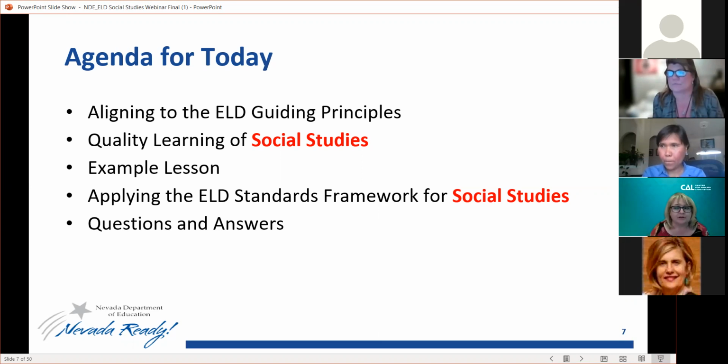Our agenda today is going to address the following topics. First, we are going to start with the ELD guiding principles and make that connection in the ELD framework. Then we're going to be reviewing what the quality of learning for social studies looks like with an example from a sample lesson that we're going to share with you. And we're going to then talk about how we're going to apply that ELD standards framework in our day-to-day lesson planning. And finally, we are going to have a question and answer section at the end.